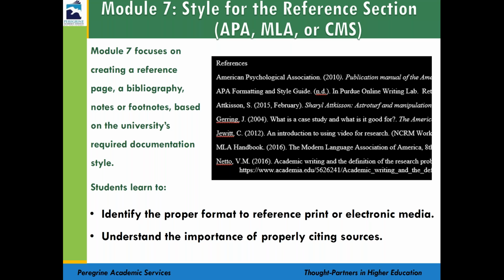Module 7 covers the reference section: references for APA, a works cited list for MLA, or notes and bibliography for Chicago style. This gives the full bibliographic information to the reader and lists everything that's been consulted and cited in the work. The lessons here cover different ways to reference, whether it's a book, a journal article, or something you found online, but really providing the necessary information so that readers can verify your sources.